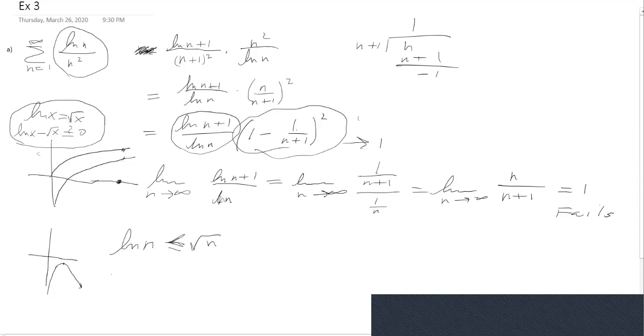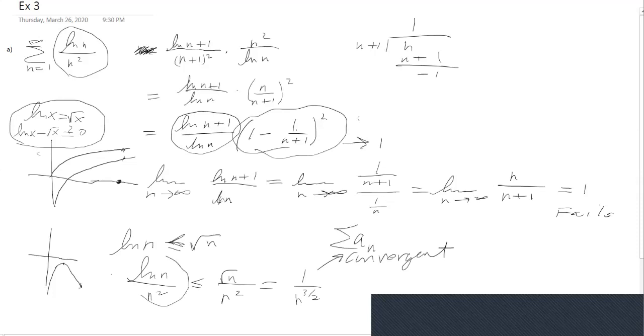We're going to start with this. If this is true, then this is true. And this is just this, which is convergent. In other words, this is the general term of a convergent series. So our series here is less than or equal to a convergent series by the direct comparison. Direct comparison, it must converge. Okay.